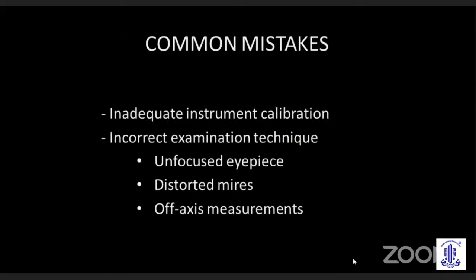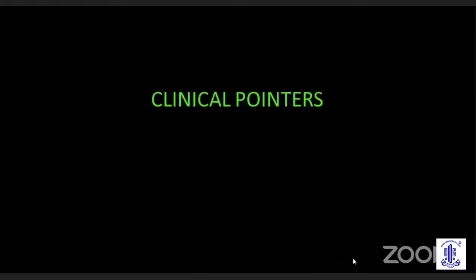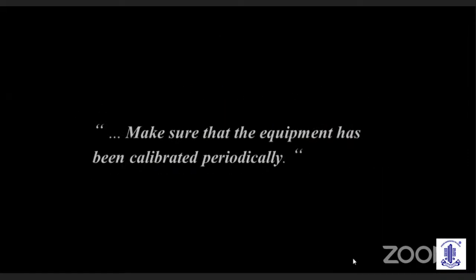Common mistakes that we make are inadequate instrument calibration, incorrect examination technique like an unfocused eyepiece, distorted mires, off-axis measurements, corneal abnormalities like an eyelid interface, irregular contours, inadequate patient fixation or cooperation, and the examiner having an uncorrected refractive error leading to a fluctuation in accommodation and an error. Clinical pointer: always make sure the equipment has been calibrated periodically.